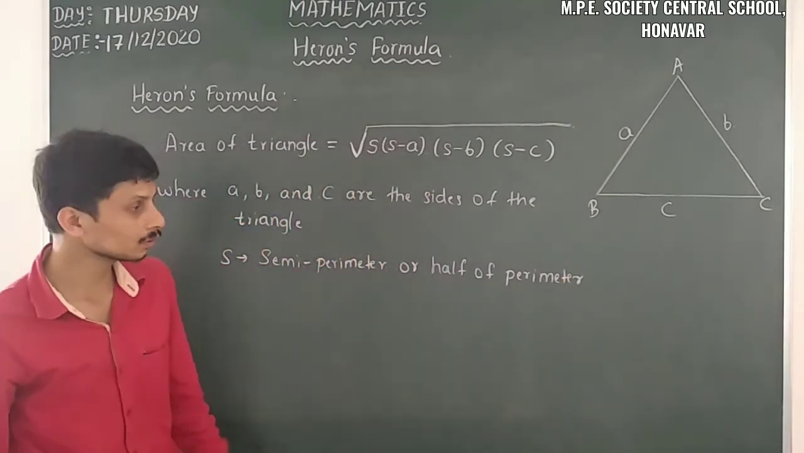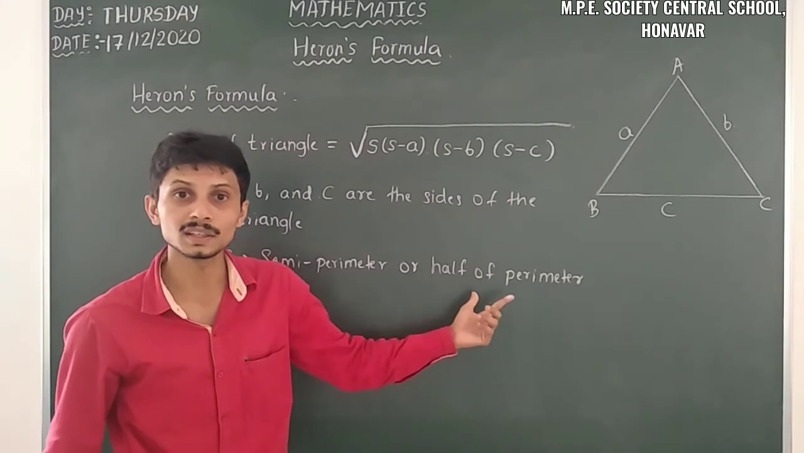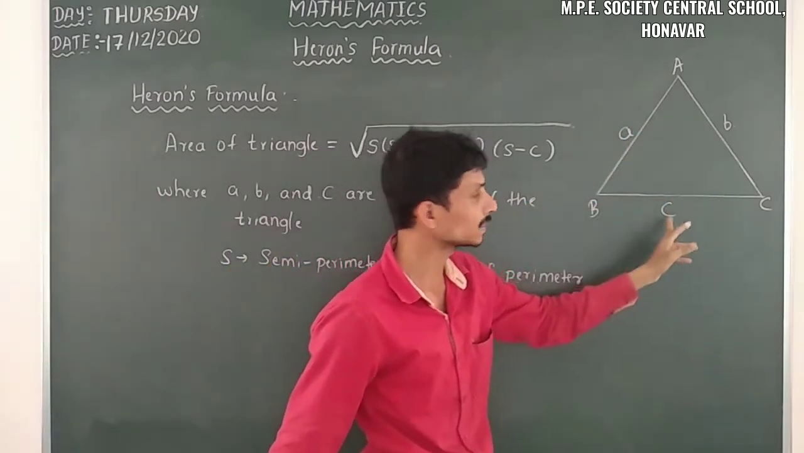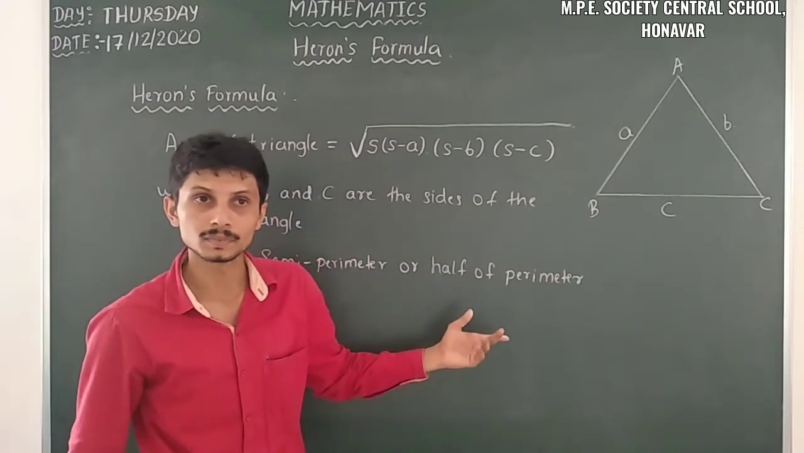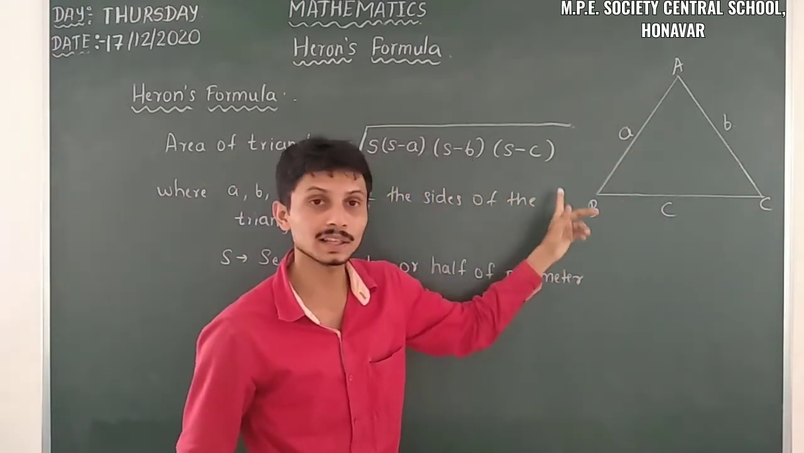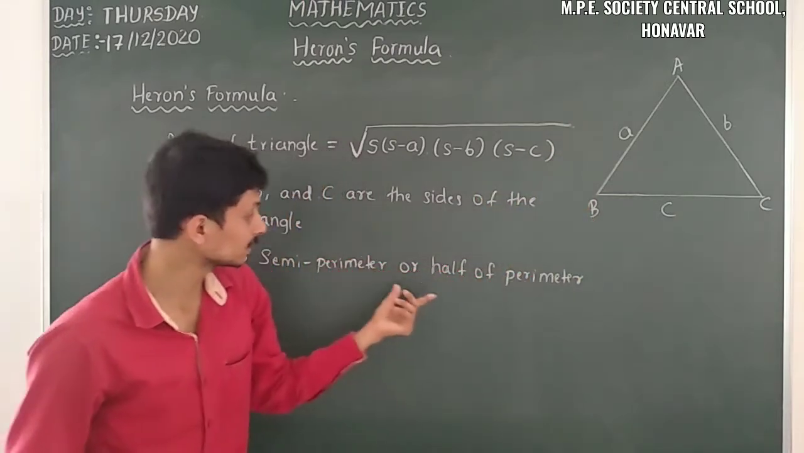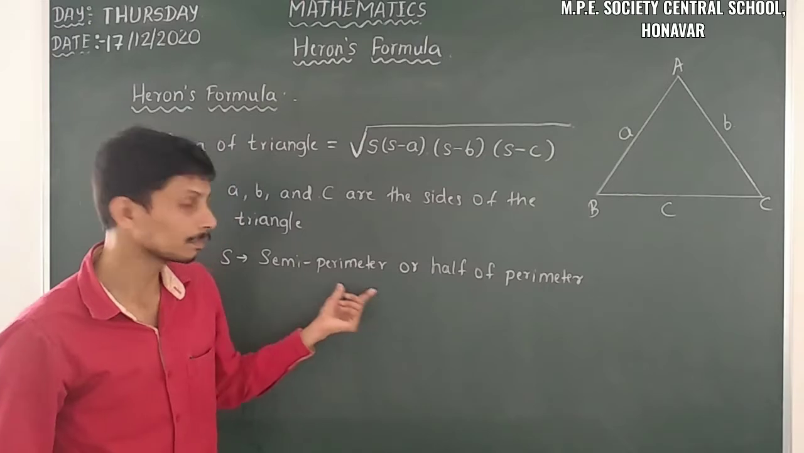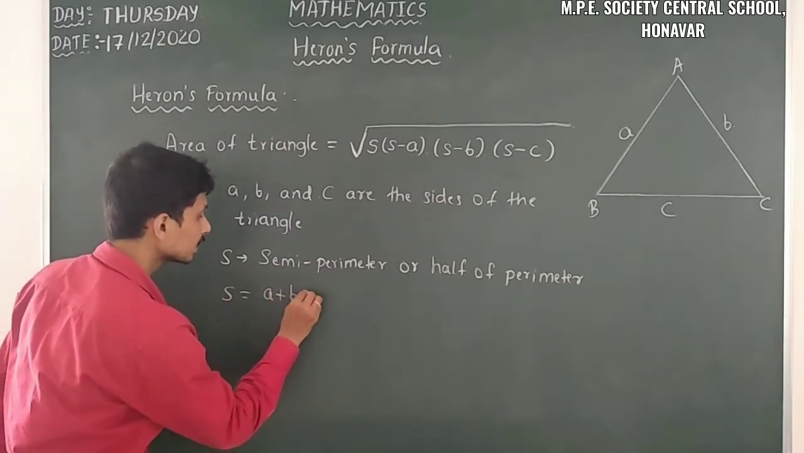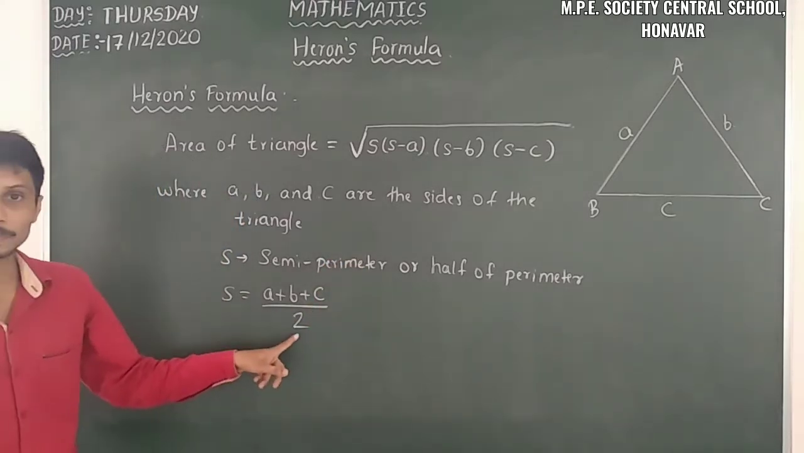Perimeter, we already know, is the total distance covered across the boundary. That means when we add a plus b plus c, we get the perimeter. Here a is this length, b is this length and c is this length. When we add these three, a plus b plus c, we get the perimeter. The half of the perimeter, that is the semi-perimeter, is s equal to a plus b plus c divided by 2.